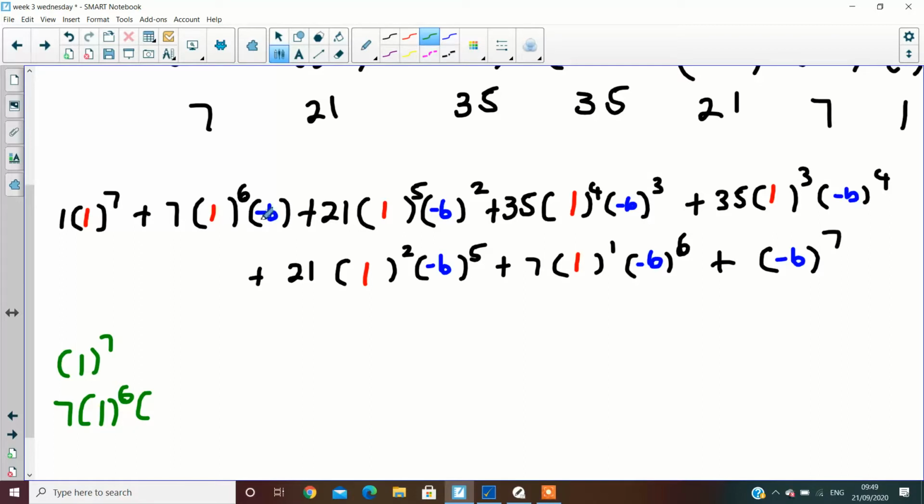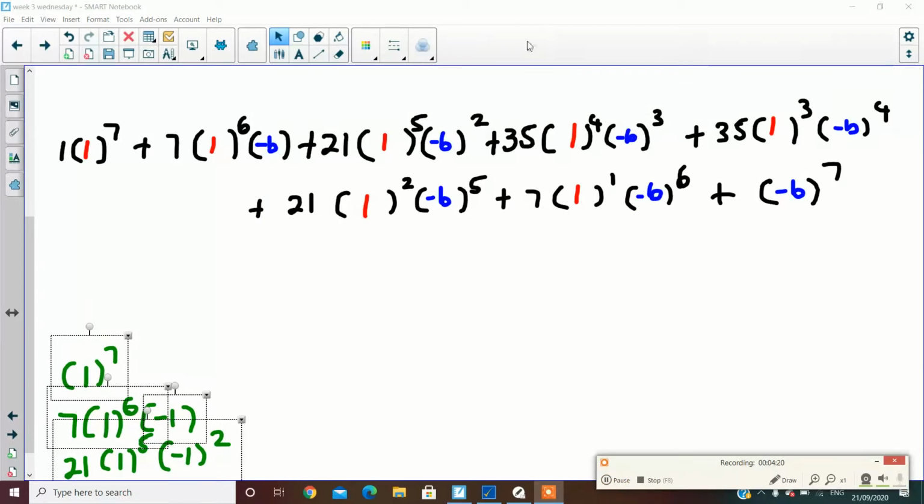So what do I put in beside it? I need to put in minus 1. Is that all right? The one after that? 21 times what, guys? 1 to the power of 5, and after that? Minus 1 to the power of 2. Will you guys calculate that now for me?